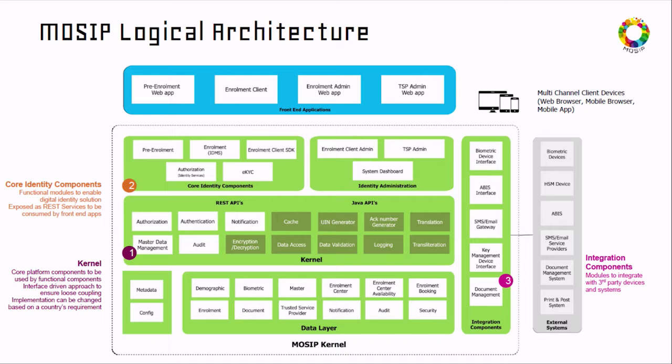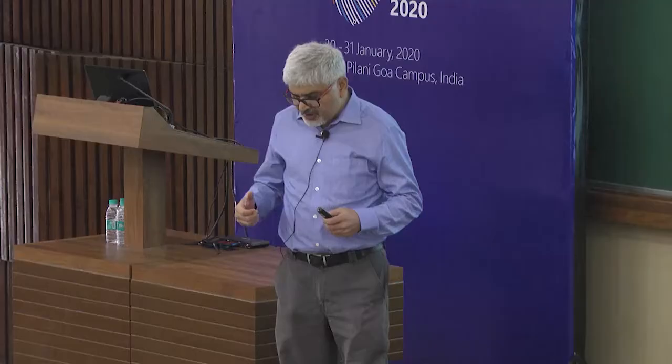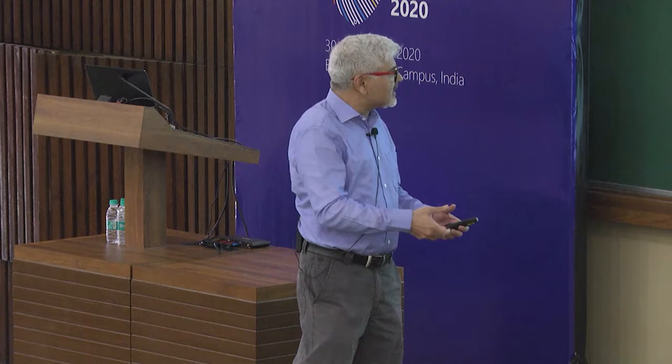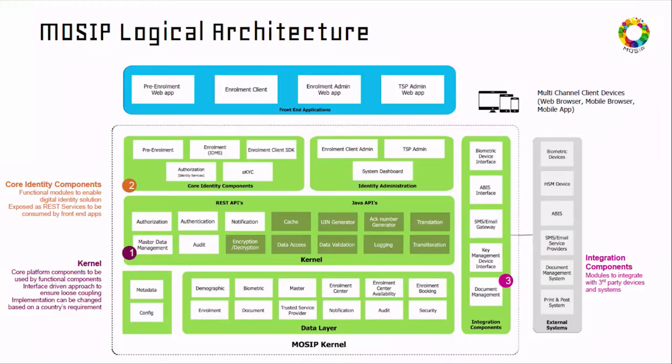The kernel is a bunch of common services which are used to provide services across the modules. In that sense, it's a foundational layer of this foundational ID system. And then, of course, we have the core identity components, the identity administration, etc. And finally, the four elements that you see at the top, the four services that are most visible to the residents of a place, country or society where such a system is used.